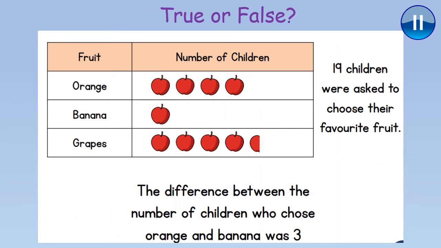Take a look at this pictogram showing fruit and the number of children who chose the fruit. Is the statement true or false? 19 children were asked to choose their favourite fruit. The difference between the number of children who chose the orange and banana was 3. True or false?